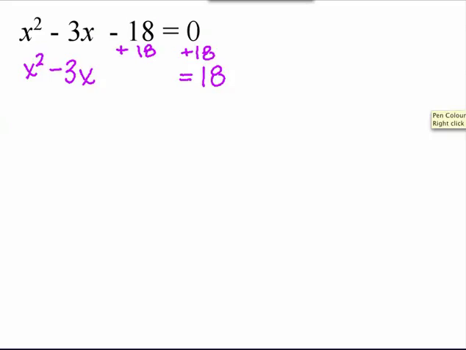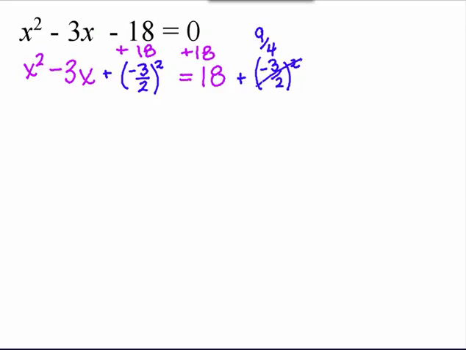Next step is to take half of the x term. So half of negative 3, I'm going to write it as negative 3 over 2. I'm going to square it, and it's going to go on both sides. So really, what is negative 3 halves squared? What is negative 3 squared? 9. What is 2 squared? 4. So really, that's 9/4.